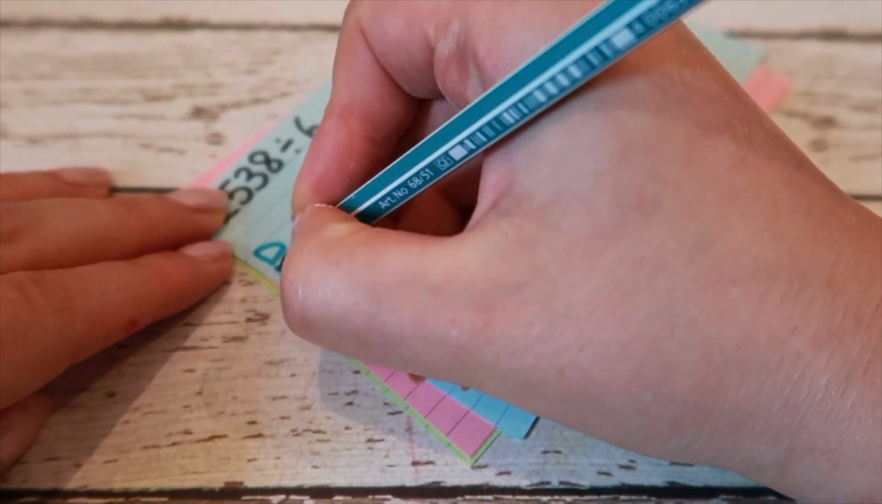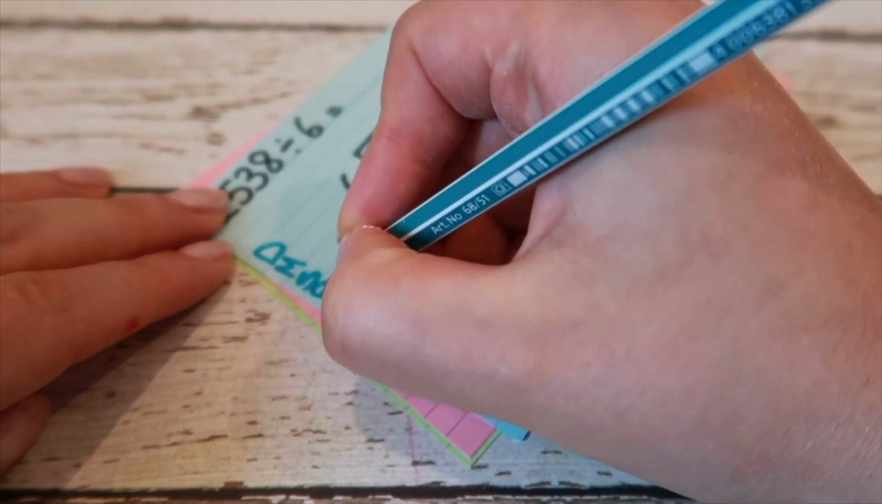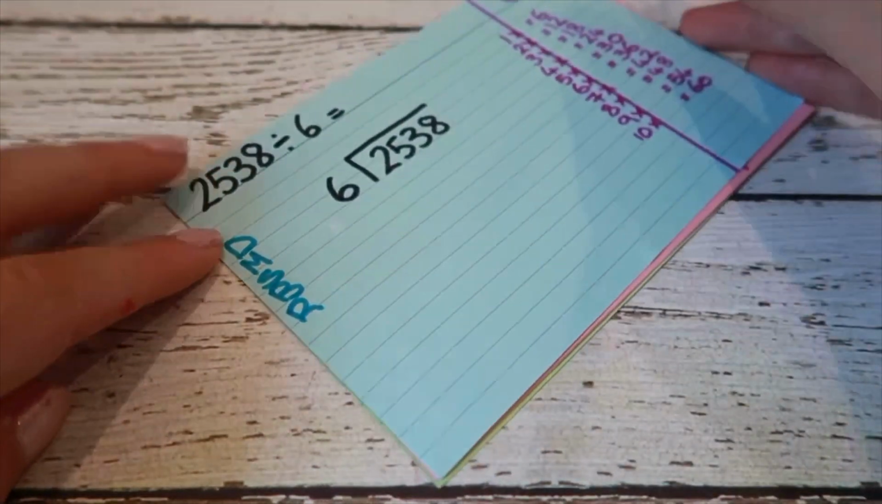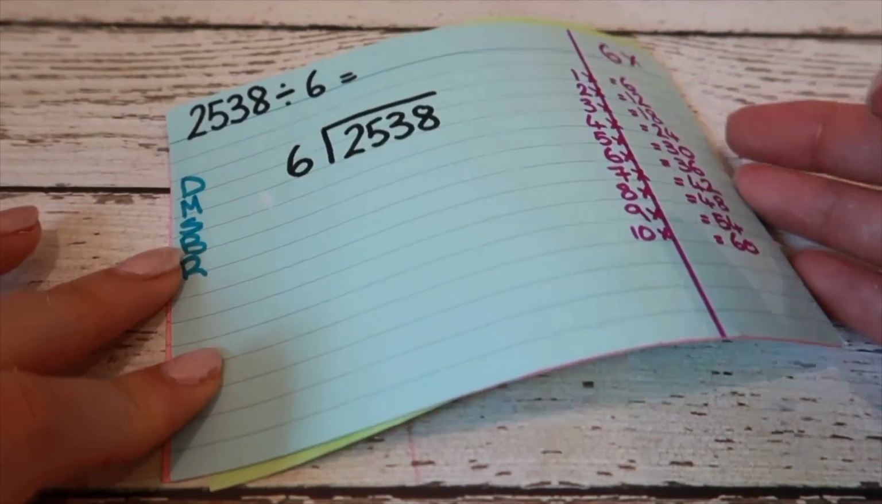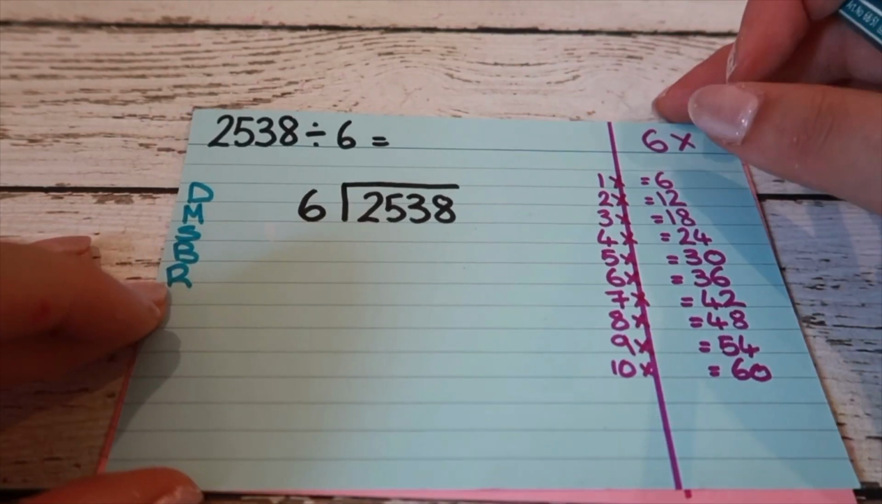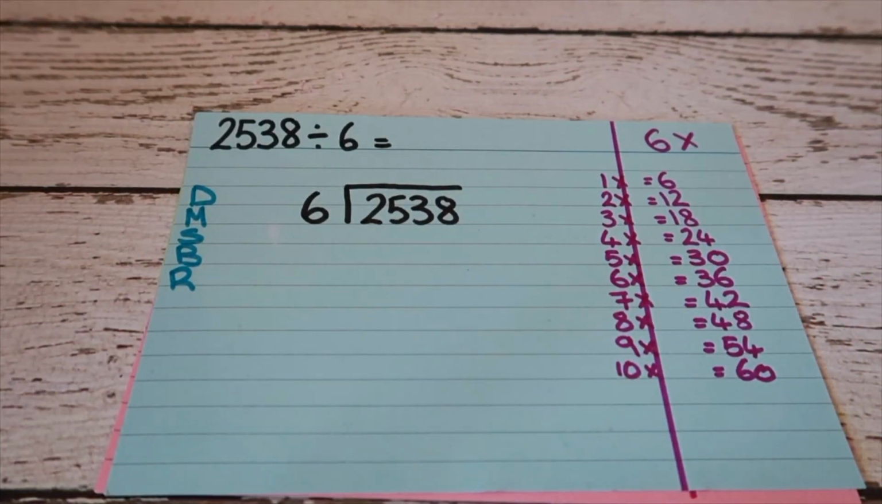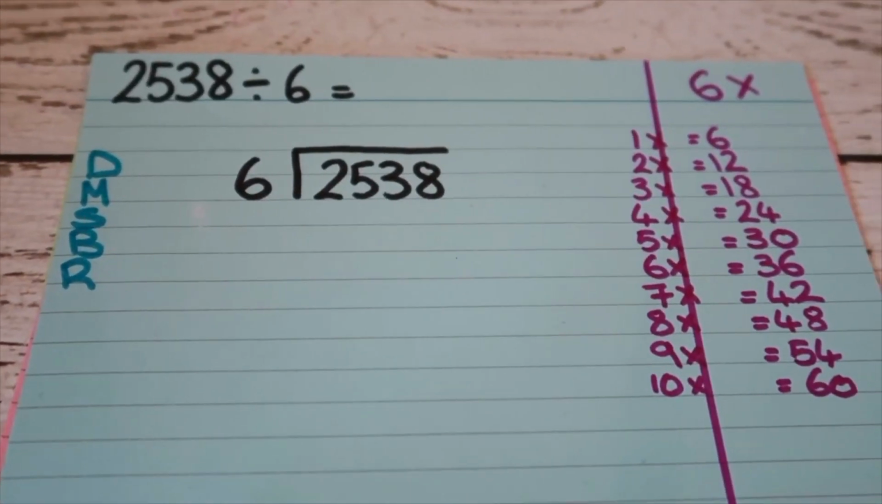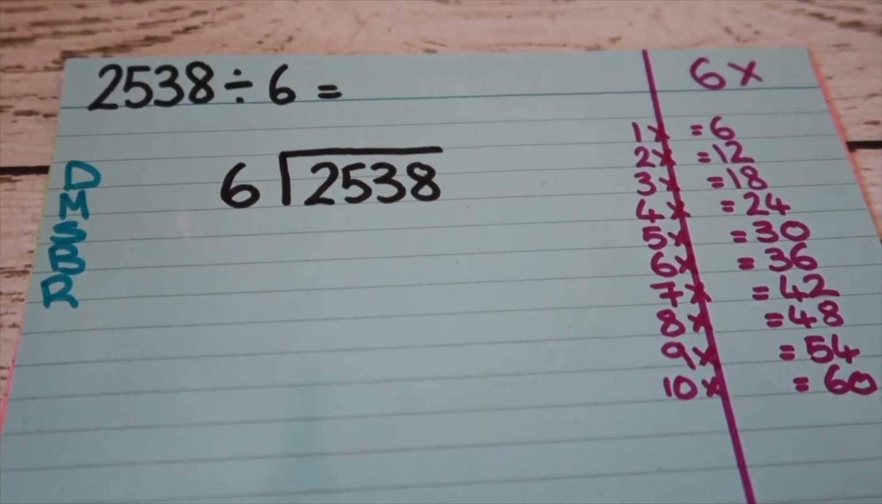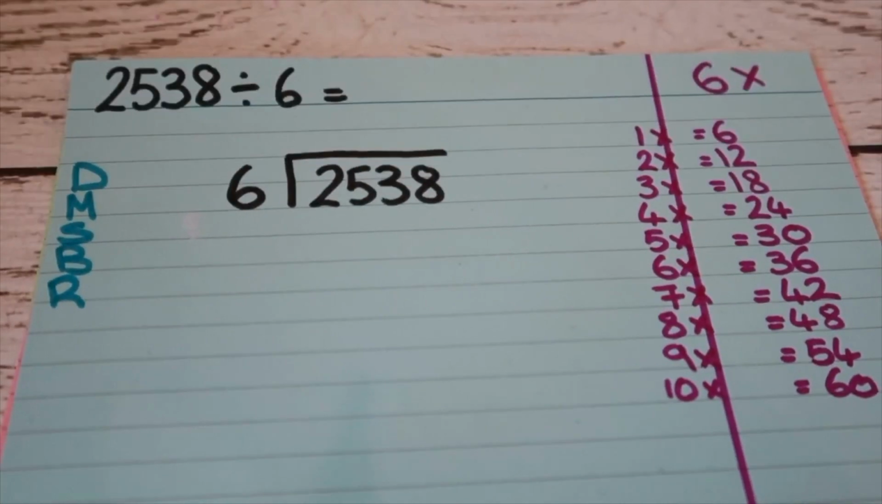DMSBR. So I like to remember it with do monkeys sniff brown rats, or do McDonald's sell burgers regularly? Well, at this moment in time, maybe they're not. So I'll stick with the first one. So D divide, M multiply, S subtract, B bring down, and R repeat. Okay, so we've written these letters on the side.